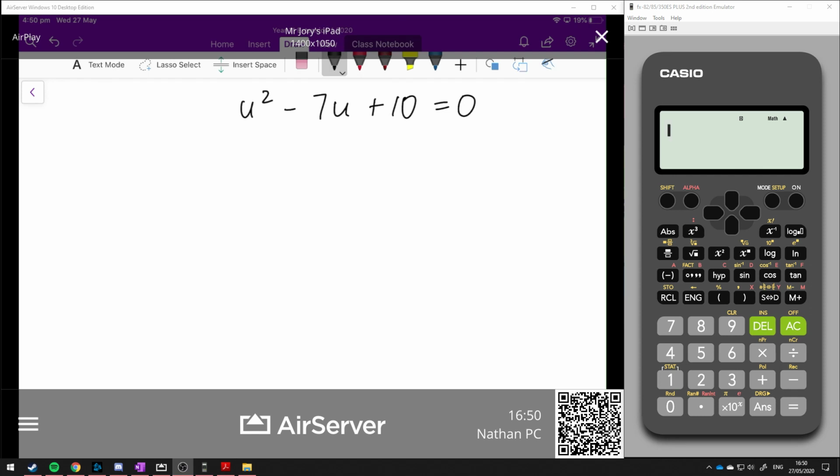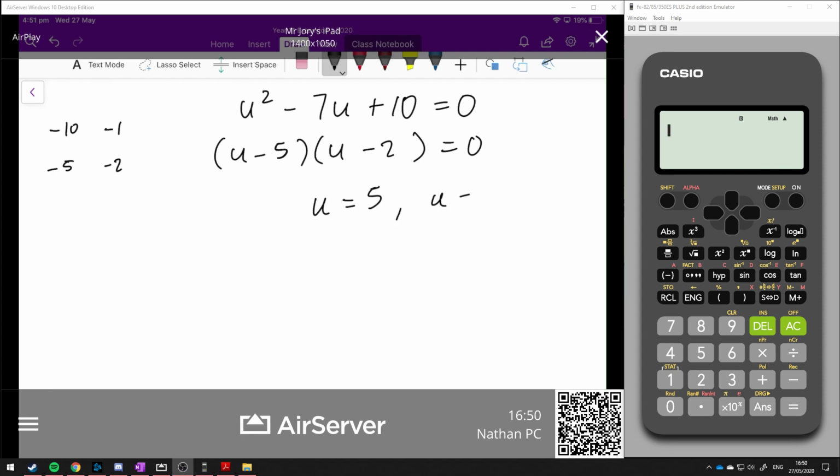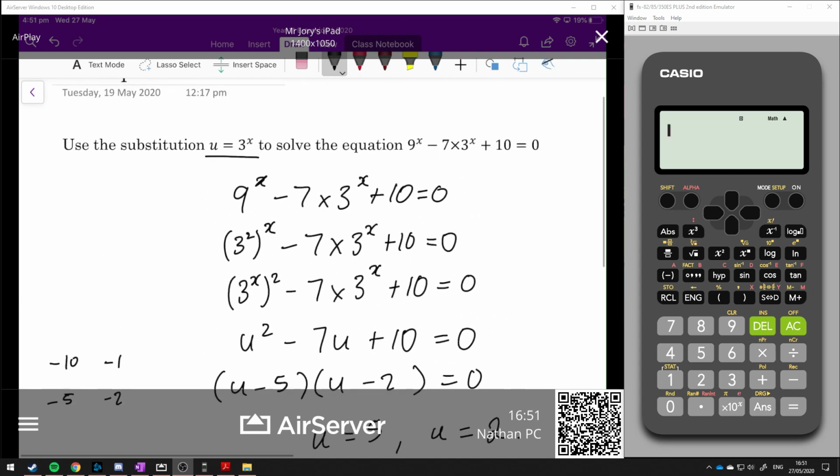The first thing to solve a quadratic is to factorize it. So we ask, what are two numbers that multiply to give 10 but add to give negative 7? We go through all the multiples: negative 10 and negative 1, negative 5 and negative 2, and then the same but vice versa. We can see from these that we get negative 5 and negative 2. So in this case, u has to be equal to 5, and u has to be equal to 2. But we're not asked to find what u is equal to. We're trying to find what x is equal to.